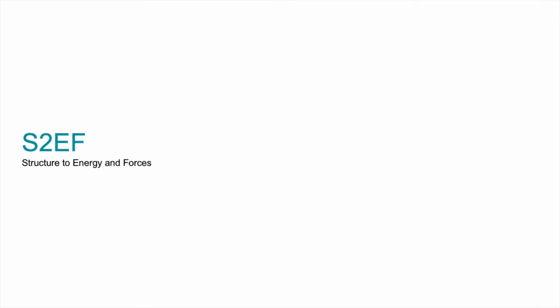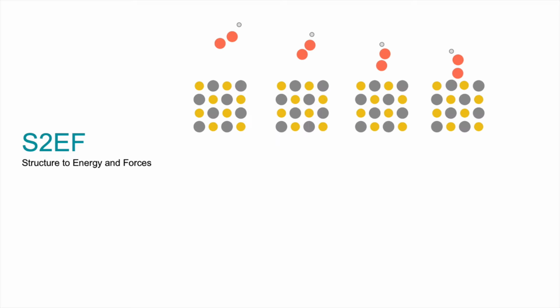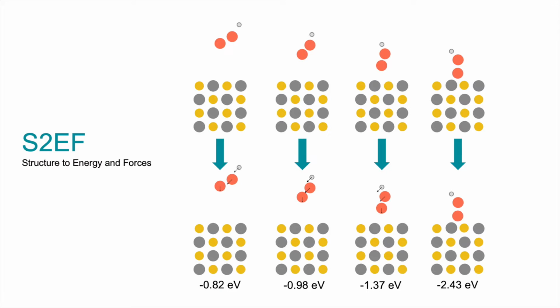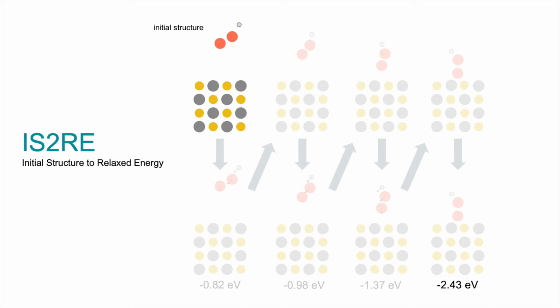Now, there are several different tasks that are related to this problem. The first one is what we call S2EF, or structure to energy and forces. What this takes as input is the structure, and then you just have to compute the energy and the forces. And this is the problem we've been talking about this entire time. And here we can just evaluate the accuracy by looking at the mean absolute error of the computed energy and the computed forces.